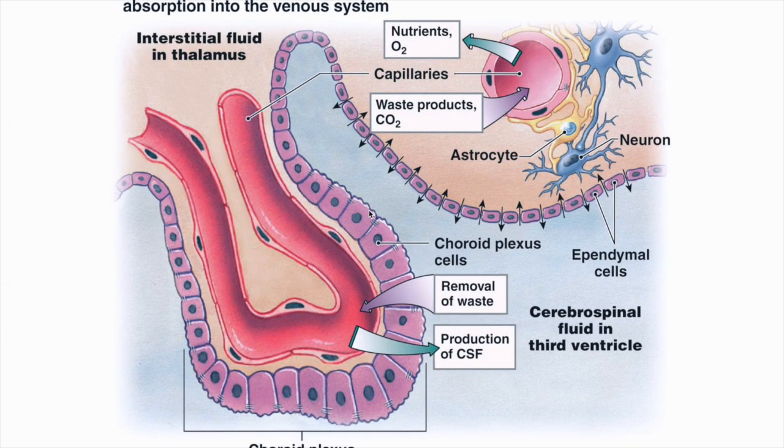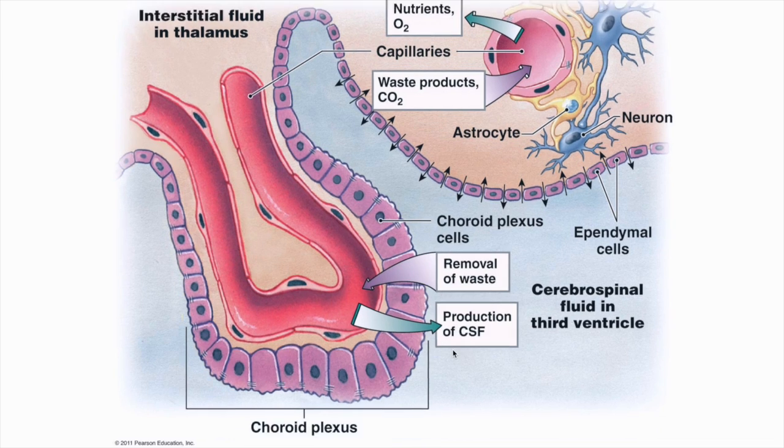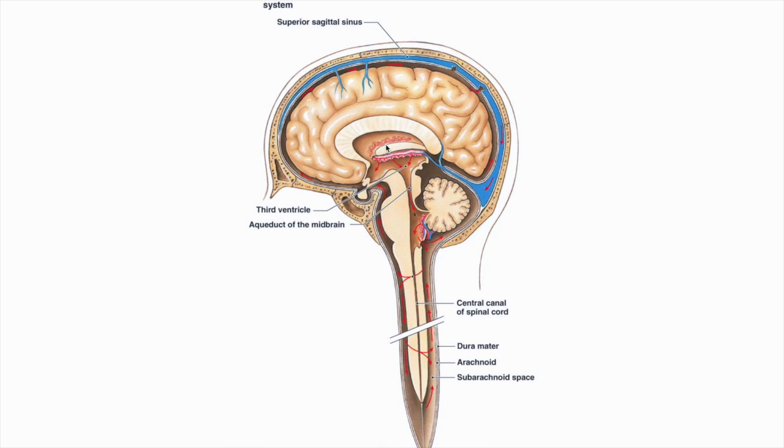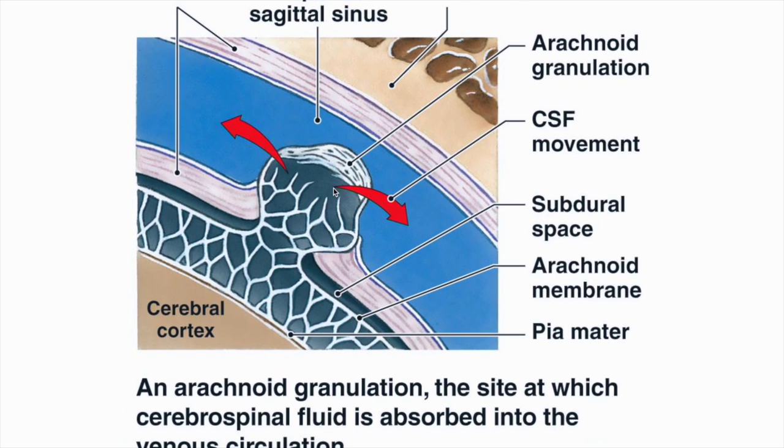The cerebrospinal fluid, this is a close-up on a ventricle, and this shows how cerebrospinal fluid is produced. It's mostly water, and it comes from the blood. Wastes are sent back into the blood. It's produced in the ventricles, and then it's circulated throughout the brain, around the brain, and then also throughout the spinal cord. And then it gets reabsorbed into veins.